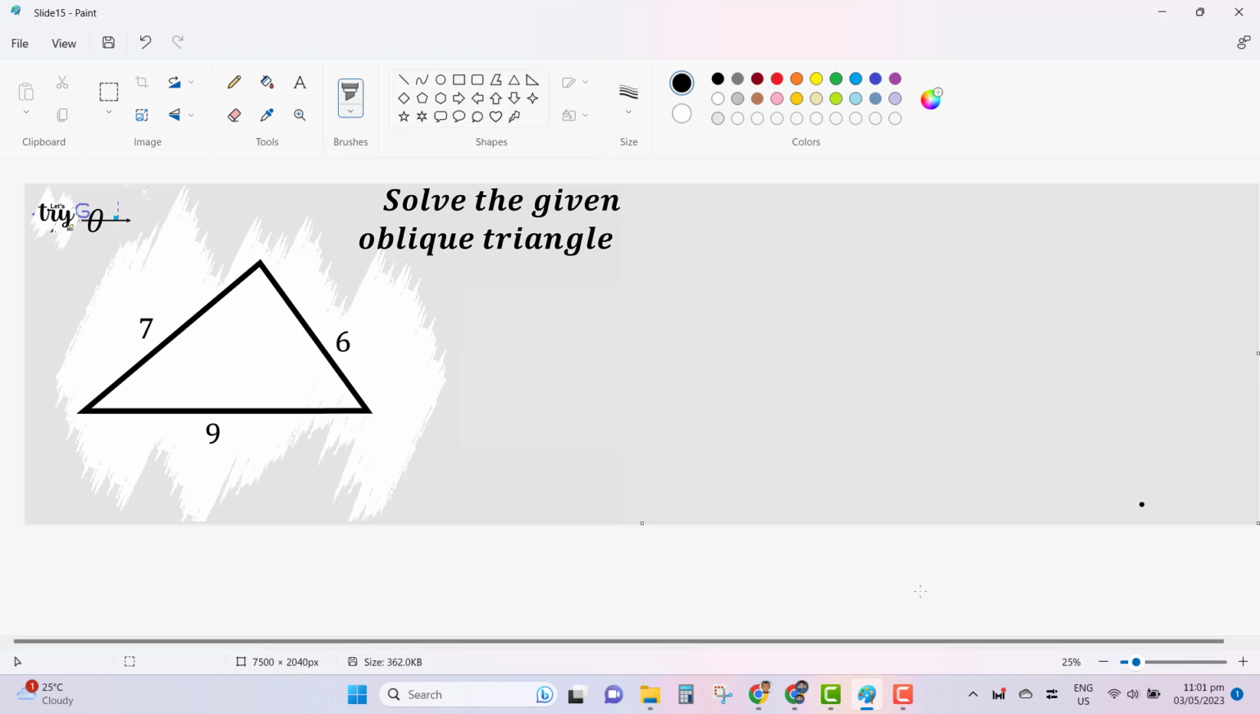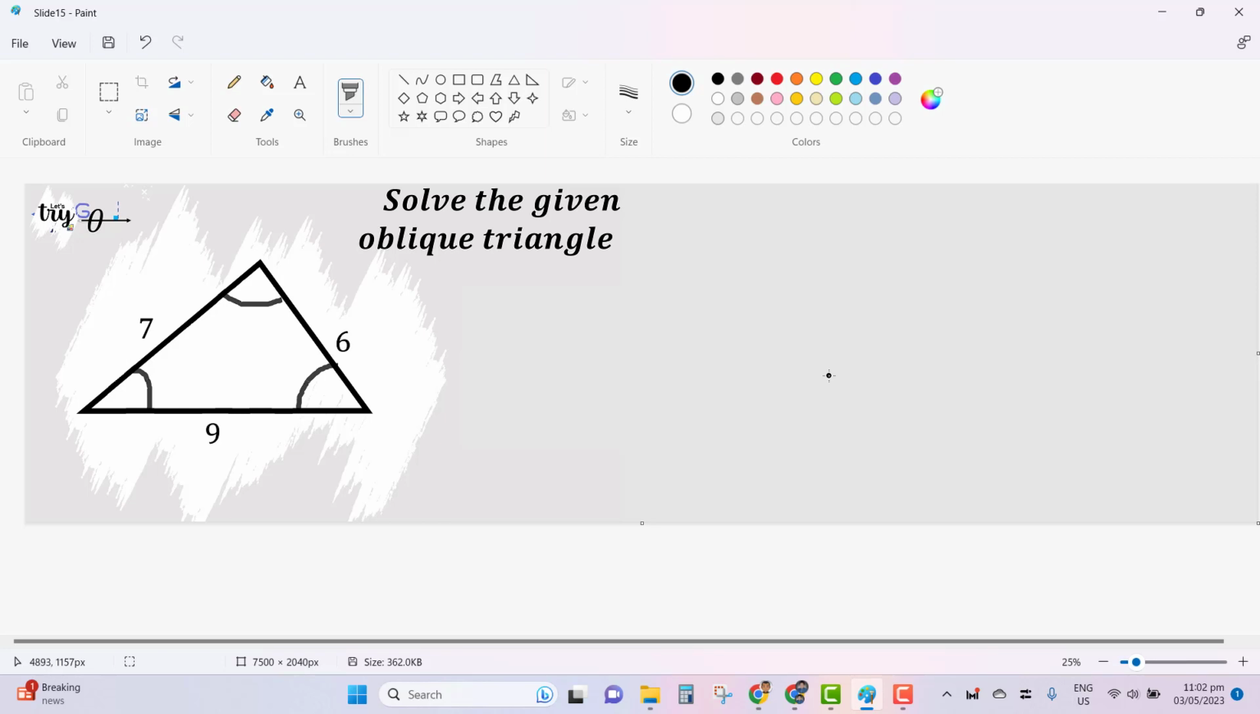Hi, welcome back. Here we are also tasked to solve for this given oblique triangle. In order for us to do that, we just need to complete all the needed measurements of this given oblique triangle. But we all know here that all side measurements are given. That would mean we are to solve for all the interior angles of this given oblique triangle.